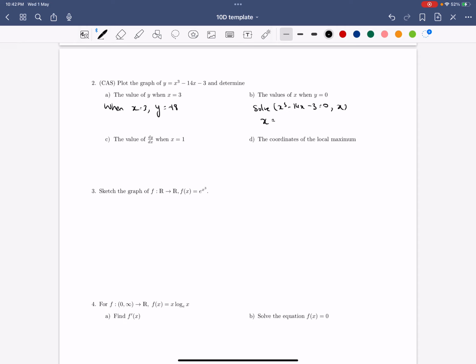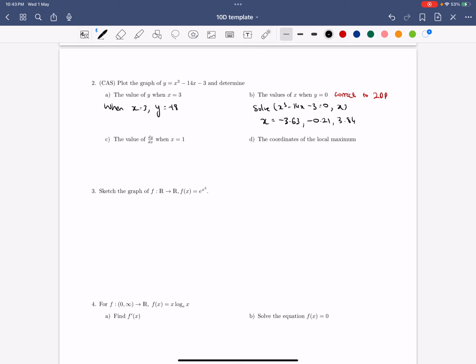And we end up getting, I'll tell you in a second. Let's just do it. You end up getting really disgusting answers again. But again, we're going to do correct to 2 decimal places. So let me make that note. Correct to 2 decimal places. And we end up getting x equals minus 3.63, minus 0.21, and 3.84. Okay? Now the value of dy dx when x is equal to 1.